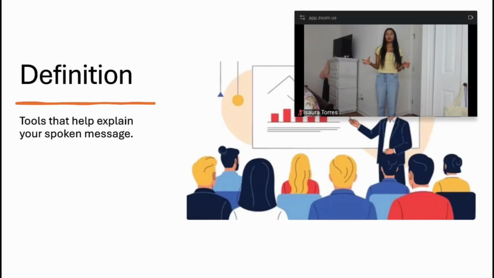First, let's talk about what presentation aids actually are. Presentation aids are any tools like charts, graphs, videos, drawings, and photos that help explain a speaker's message. These tools are meant to support the speaker, not replace them. Effective presentation aids help the audience understand information and can help them remember important key points.